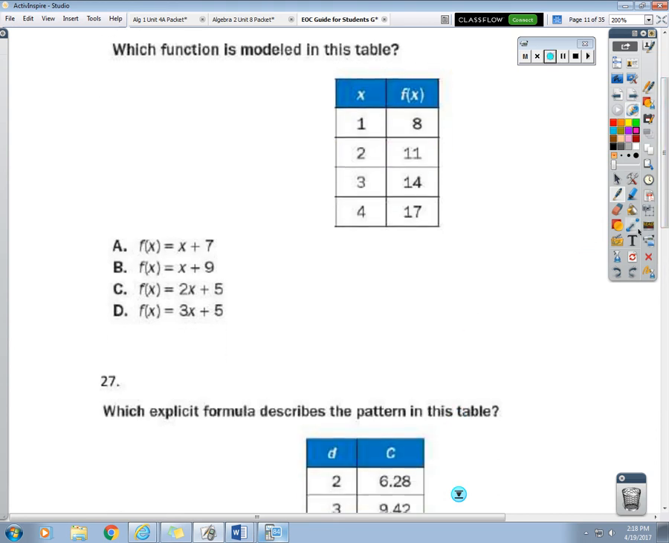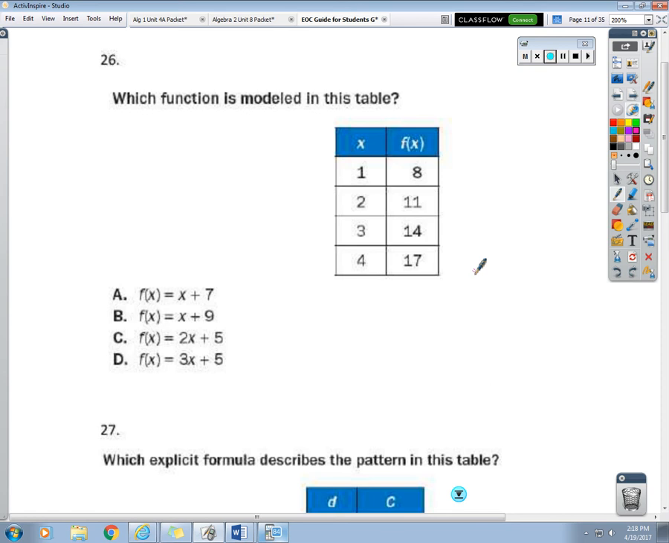Shh. Be quiet. Which function is modeled in this table? Okay, this is also a question where you could use the explicit formula and plug into the d and the a sub 1 and simplify. Or if you don't want to do that, you could use the cheat method formula, which is what? Tell me.